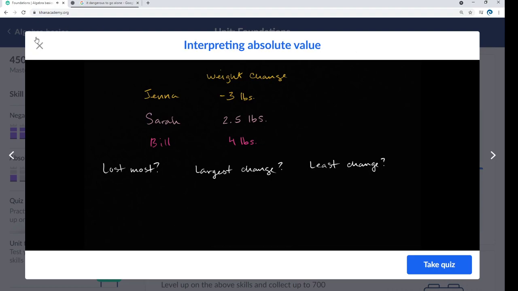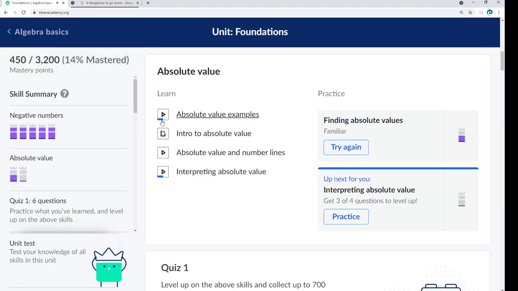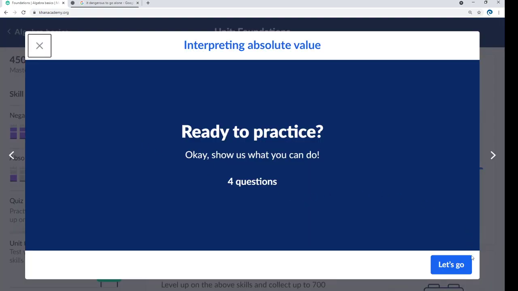So I kind of feel like I got it. Feel like I'm warmed up there. So let's go ahead and just jump right into the practice stuff.